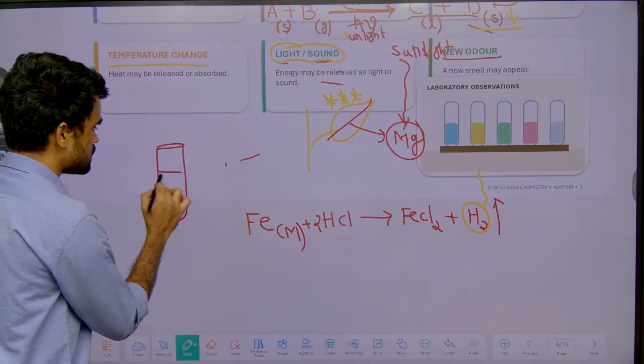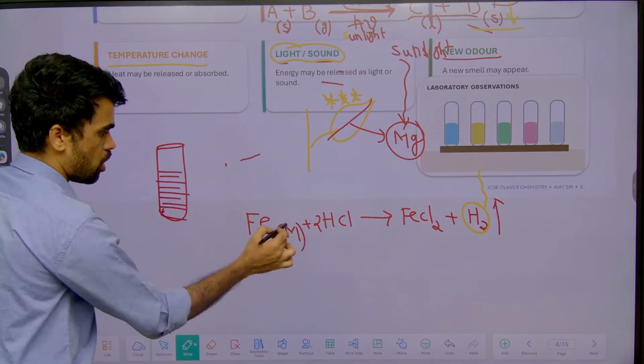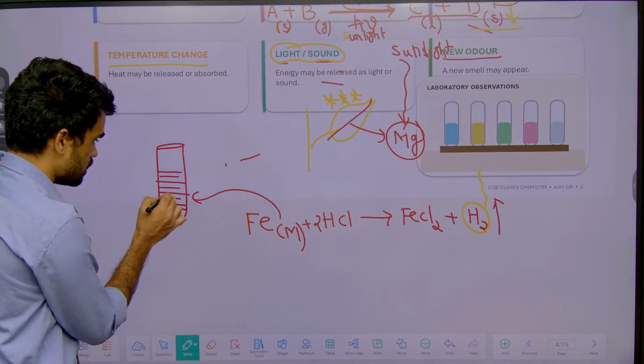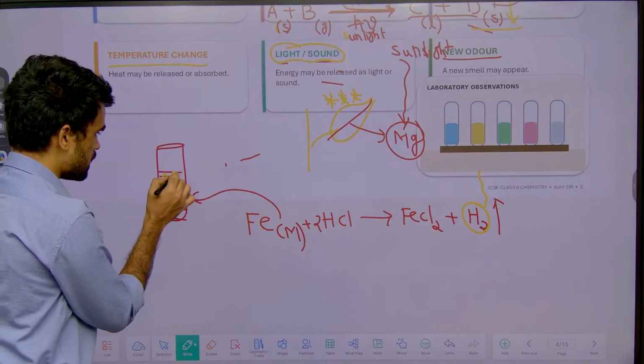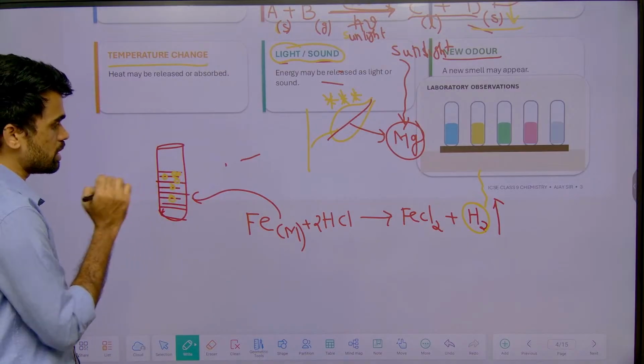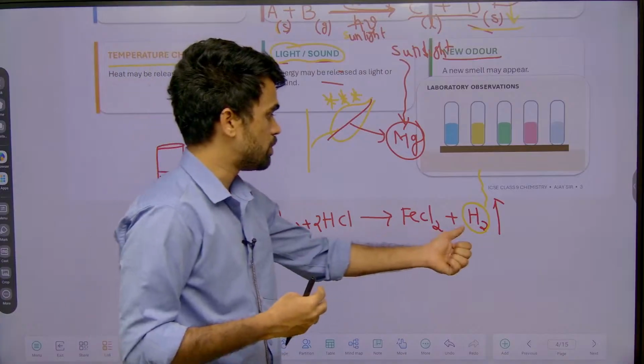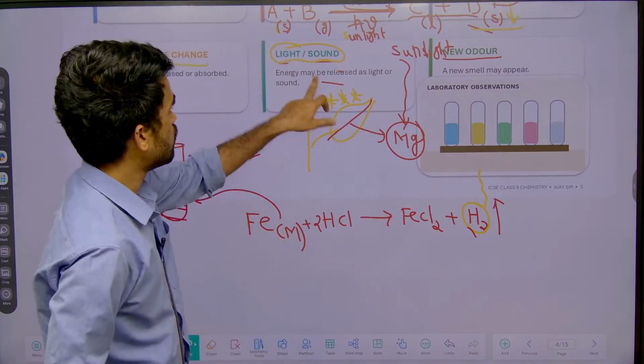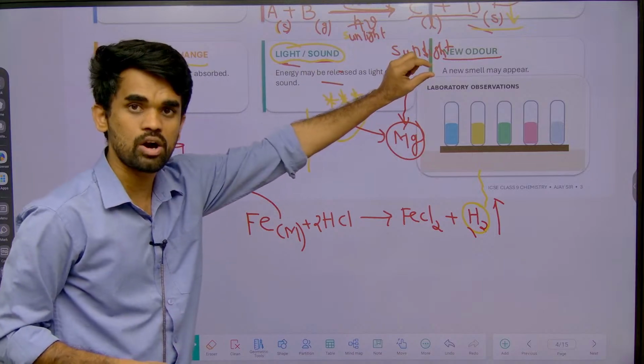Now what happens? Let us say this is a liquid material, and all this chemical reaction is taking place. That H2 gas comes out upward like bubbles. So looking at the bubbles, you can observe that maybe some kind of gas is releasing during the reaction. Now we are discussing odor, odor means smell.